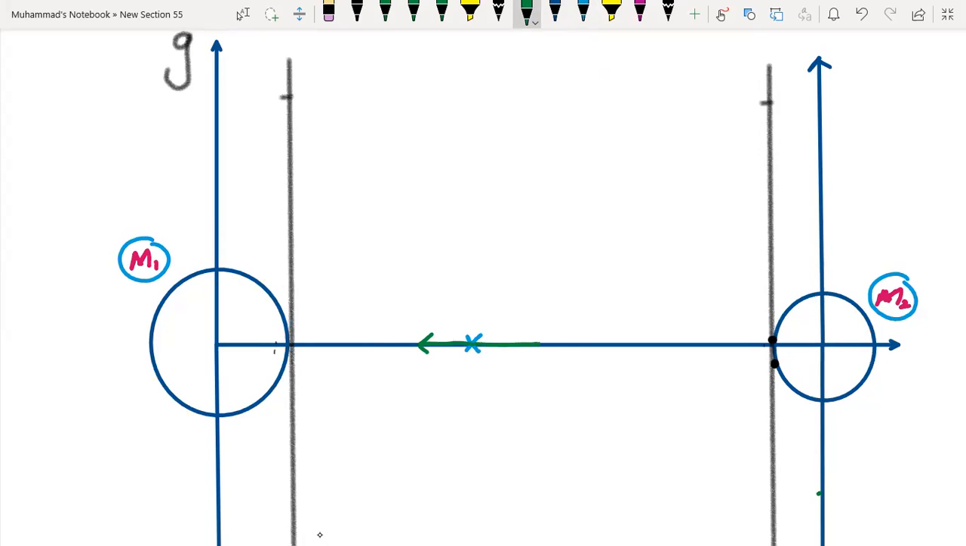Let's say this is GM2, this is GM1. The gravitational field strength due to this mass will be towards left, and due to this mass will be towards right. So there will be a point between these two masses where the magnitude of these two values will be equal and they will cancel each other. So in between these two masses, there will be a point where the total gravitational field strength will be 0. Now I will draw the gravitational field strength due to these two masses.